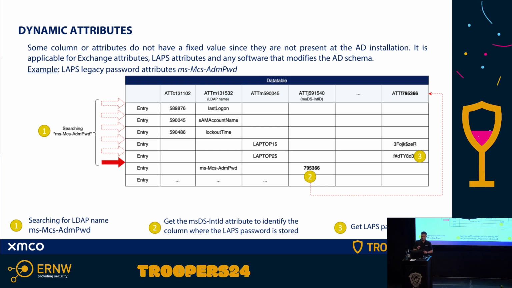You have to look at the special ID, the column called attributeID or ATTm ID. And then you will be able to retrieve the right column to get the LAPS password. So you don't need the MSysObjects table for this one. You just need to go there. But each time, on each new domain, it's different.